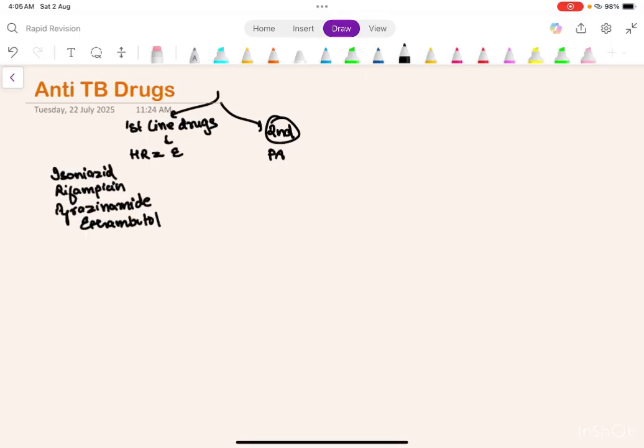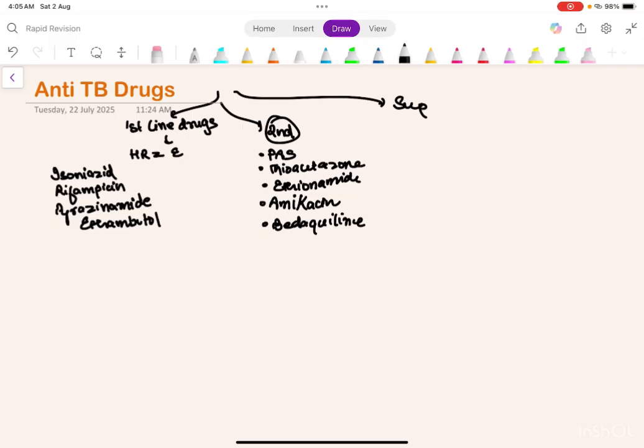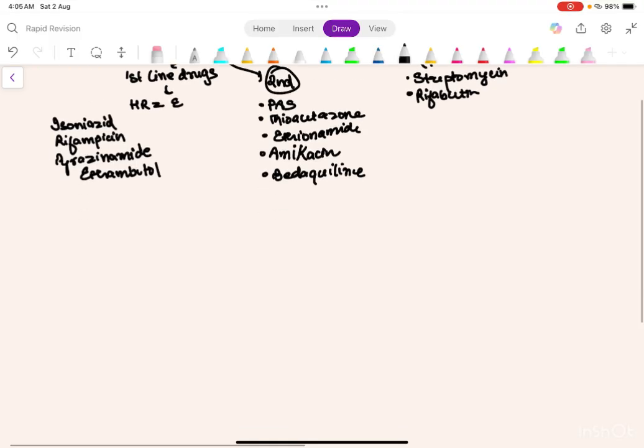Now coming to second line, we have para-aminosalicylic acid, then thioacetazone, ethionamide, amikacin, then bedaquiline. Then in supplementary, we have streptomycin and rifabutin. Now let's understand each drug one by one. So we'll start from isoniazid.